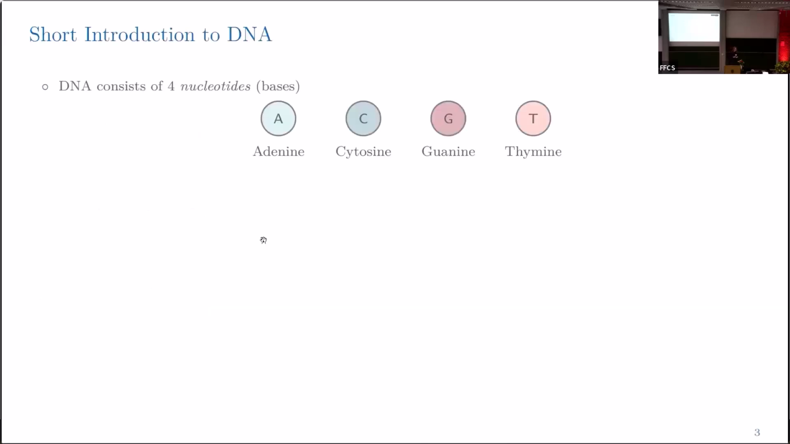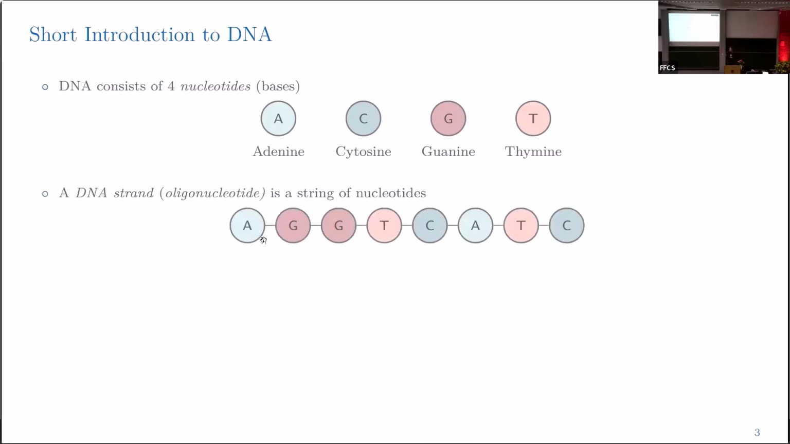Let us introduce DNA. Maybe from high school, you remember that DNA is built of 4 bases, which we denote by A, C, G, T for the nucleotides. And if we combine them together, then we get a DNA strand or an oligonucleotide.